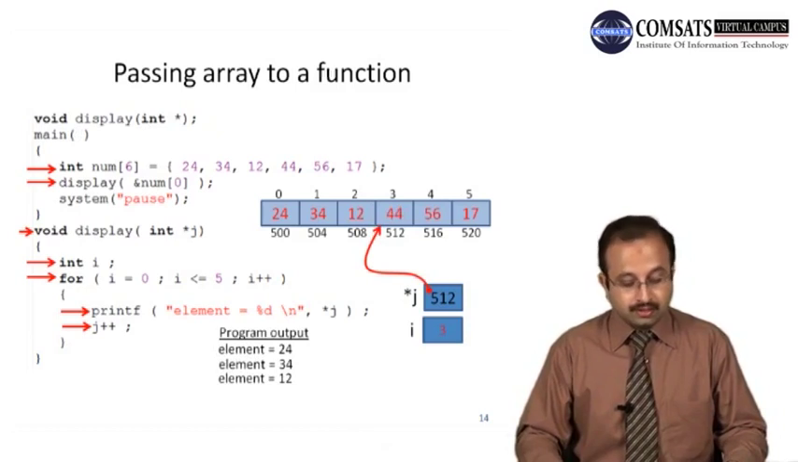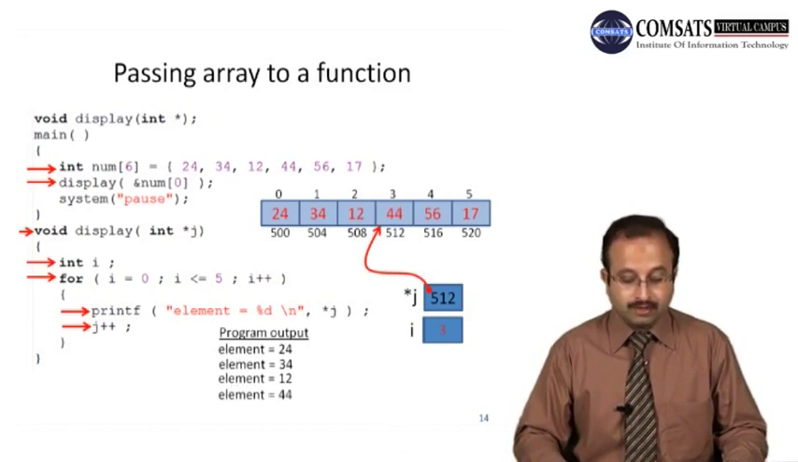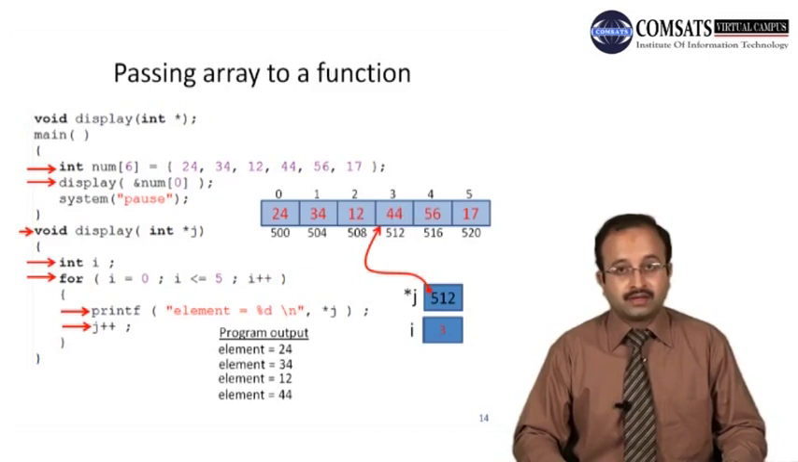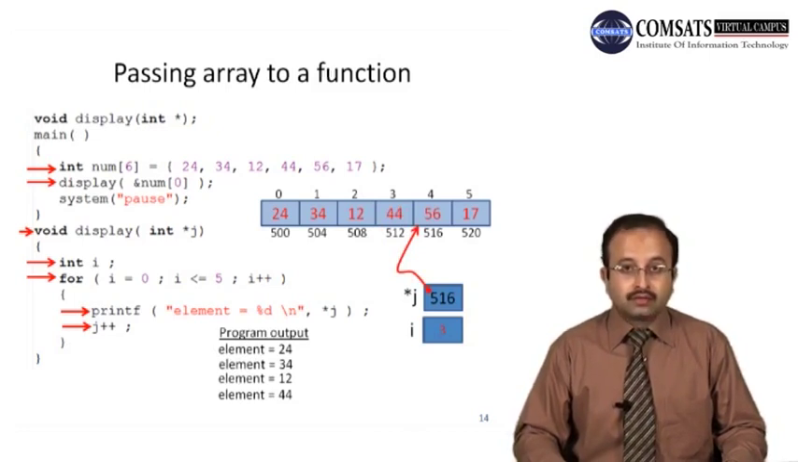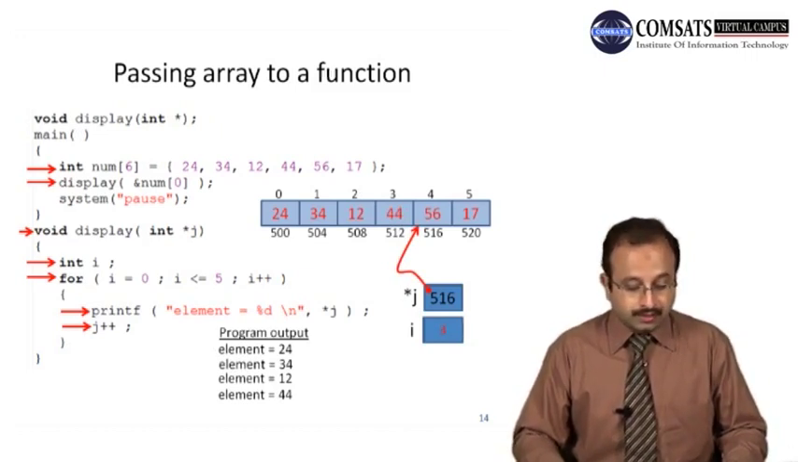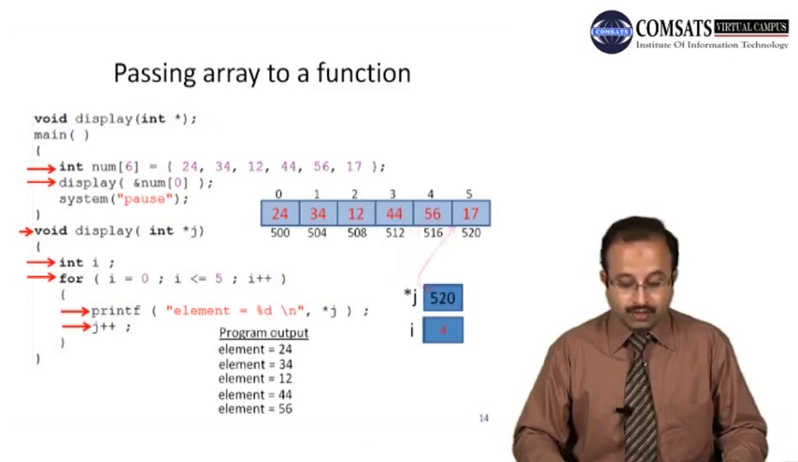The value of I is incremented, and the condition of the loop is checked, 3 less than or equal to 5, the condition is true. Then the printf statement will be executed, so the value at address 512 will be printed on the screen. Then J will be incremented, and its value becomes 516. Then the loop counter will be incremented, it becomes 4, less than or equal to 5, condition is true. Then in the printf statement you print the value at address 516, that is 56. Now the value of J is incremented and becomes 520.